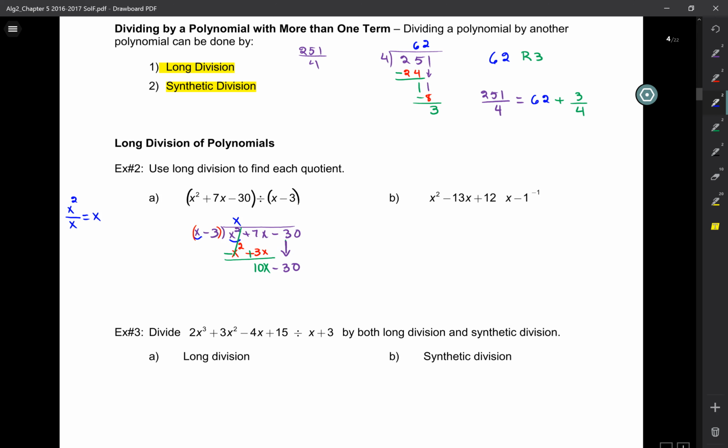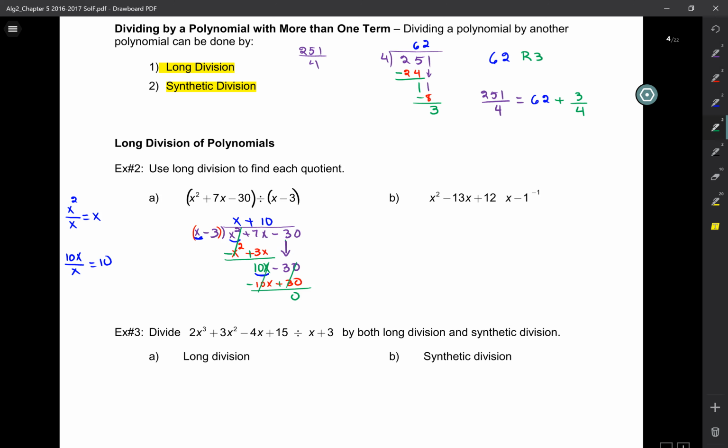Okay, so now the whole process repeats. First term with the first term, 10x over x gives you what? 10. So I put a positive 10 here. Now what's the next step? Multiply 10 by x minus 3. So it's 10x minus 30. And then I'm going to change the signs and add. Goes away, goes away. What's the remainder? 0. The remainder is 0 because it went away. Okay? And that's how we do it.